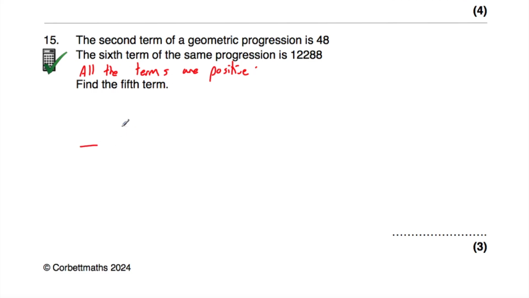Okay, so we've got the first term. Well, we don't know that. We know the second term is 48, then there's the third term, the fourth term, the fifth term, and then the sixth term is 12,288. And we want to find this term here.